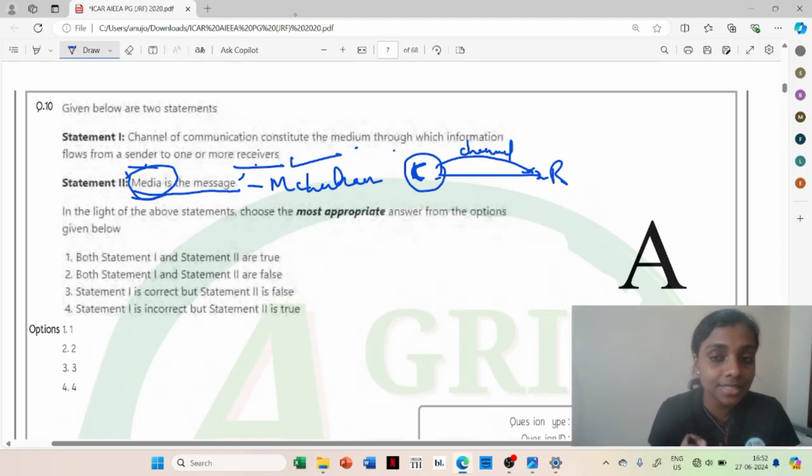Instead, if you are listening to the same news from your friend or someone telling it to you, comparatively the impact will be less. So that is the phrase "media is the message" by McLuhan. So both the statements are correct. Option A is the right answer.